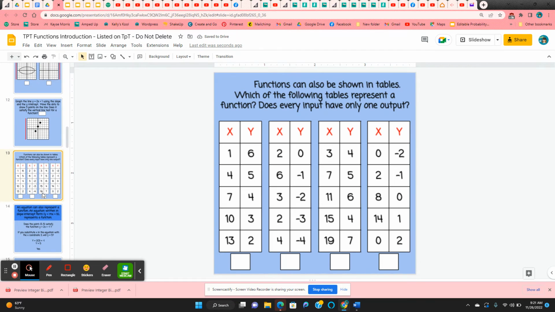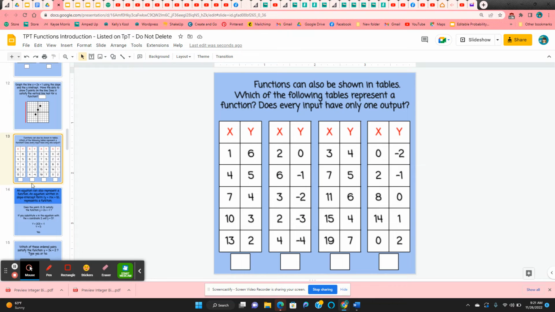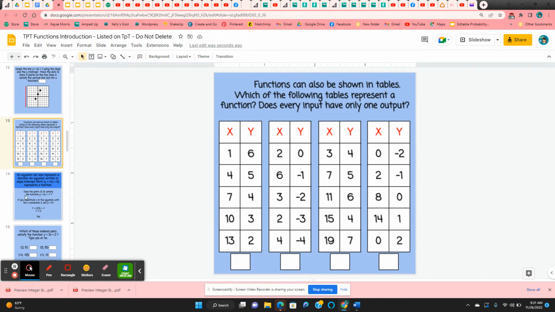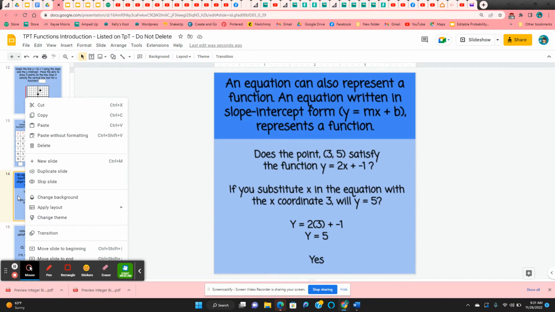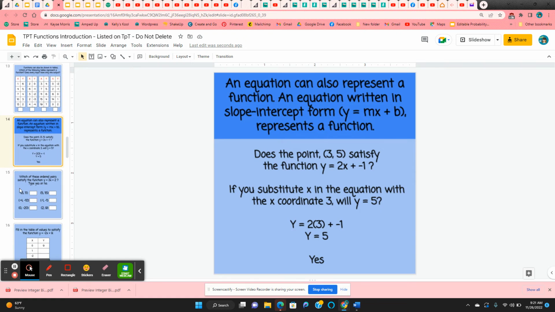Okay, and then they're shown how to find the function from a table. Again, every x should only have one y, so they're going to put an x below the tables that are functions. And then we look at equations.